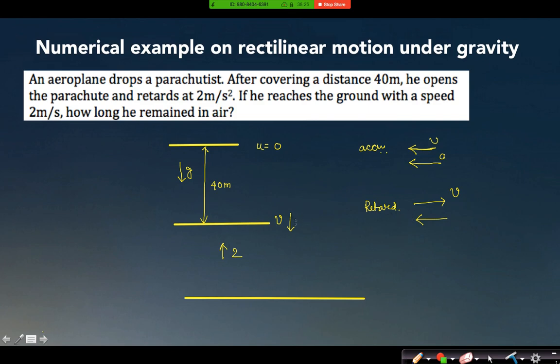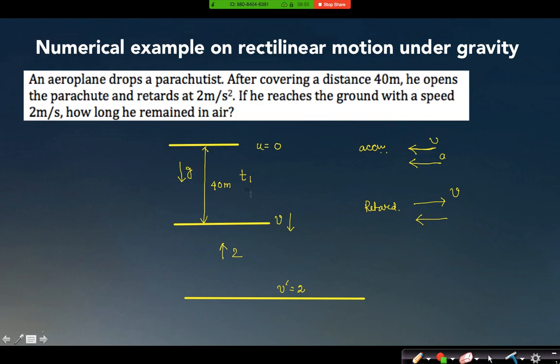So as the person comes down, retardation means its acceleration is upward, and acceleration means it is downward, right? And he finally reaches with a speed 2 meter per second. So its final velocity is 2 meter per second. Let us first calculate the time t1 to cover this first 40 meter distance. How do I find this t1? Which equation will I use?